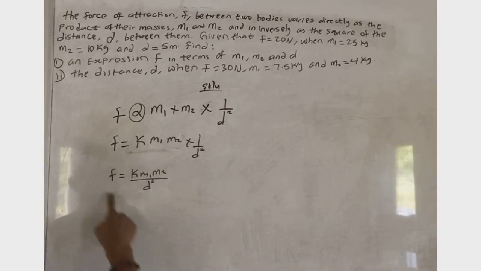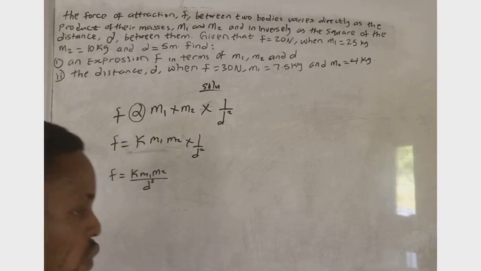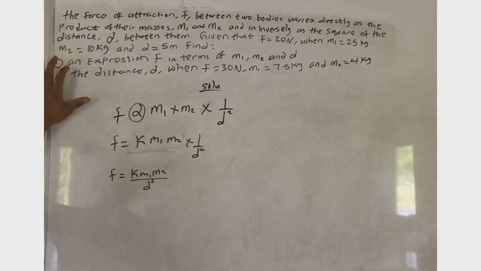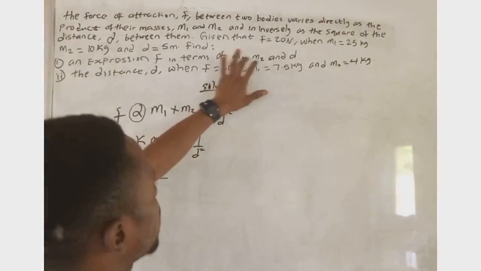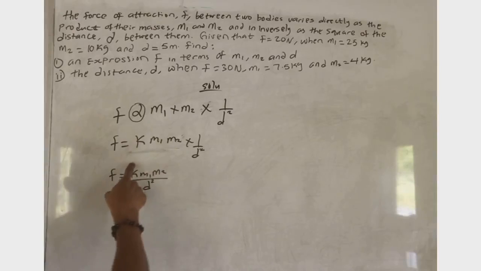So here we have our first equation: constant, mass 1, the second mass, and the distance squared. Now, for the question under it, we express F in terms of m1, m2 and d. We want to express it in terms of these, but we don't know the value of the constant.